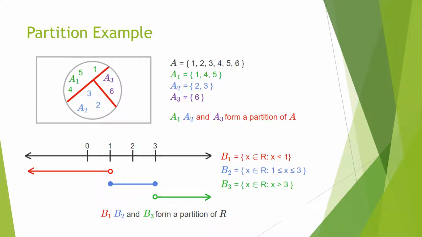As you see, B1, B2, and B3 are mutually disjoint, which means you cannot find any intersection between any two of them. So they are pairwise disjoint, or mutually disjoint. And their union will cover the whole x-axis. Before 1 is covered by the red line, between 1 and 3 is covered by the blue line, and after 3 is covered by the green one. And none of them are empty, therefore you can say B1, B2, and B3 form a partition for the set of all real numbers.